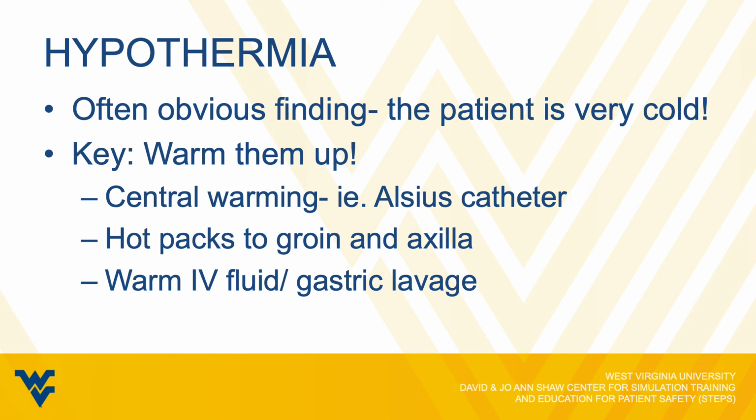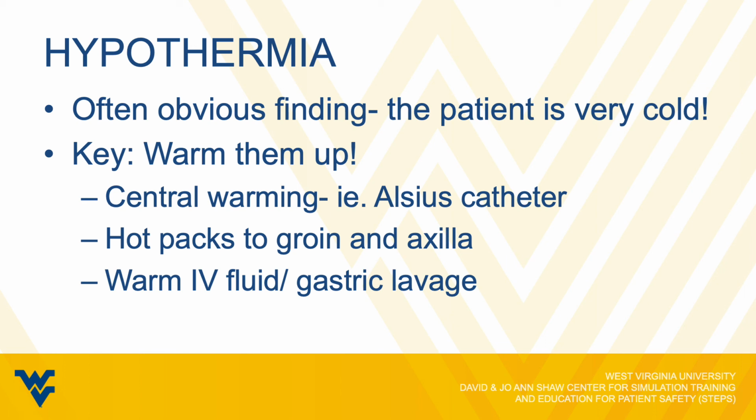So hypothermia is common in a lot of patients, especially exposure patients, and it's usually an obvious finding. The patient shows up cold, and it's one of the first things you notice about them. Obviously, the treatment is very simple. We just need to warm them up, and how you do that's going to vary depending on what facility you're in. Things like central warming via an Alsius catheter, which is a central catheter inserted into a large vessel, usually the femoral vein, can centrally warm or cool the patient with a hot or cold diode on the catheter.